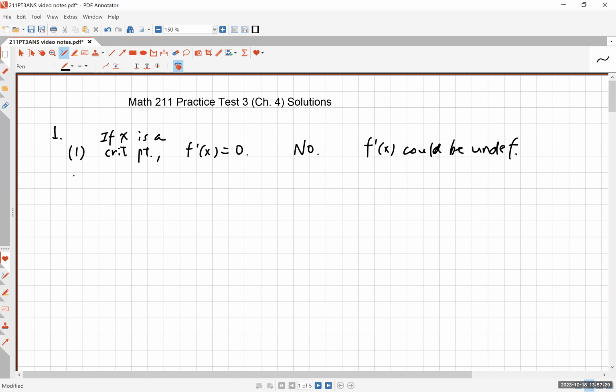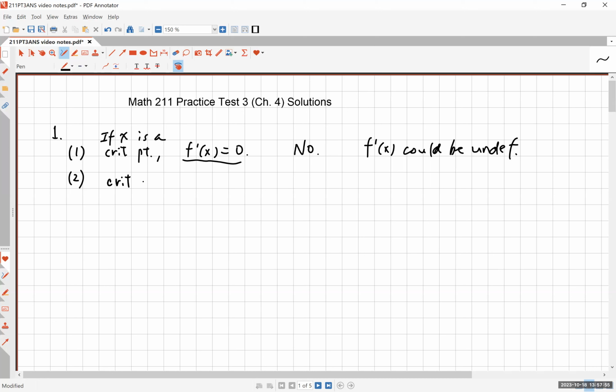Remember, the problem nowhere says that the function has to be differentiable. If the problem said the function f is differentiable, then every critical point has this property that f prime is equal to 0. Because remember, the definition of a critical point is where the derivative is equal to 0 or undefined. Number 2, every critical point represents a local maximum or a local minimum.